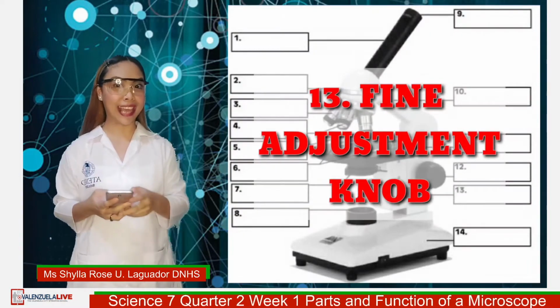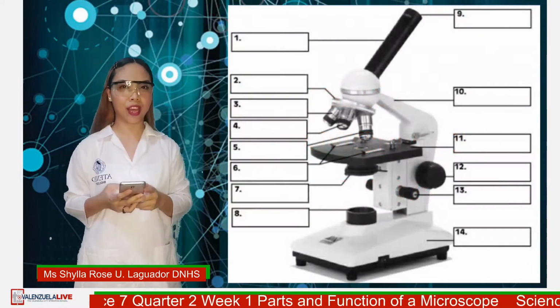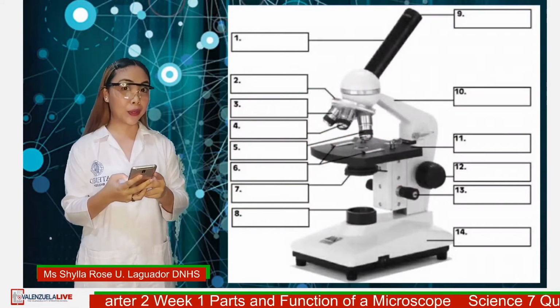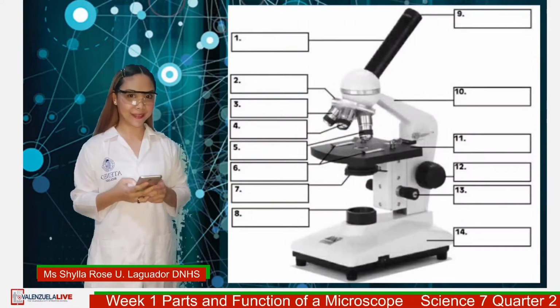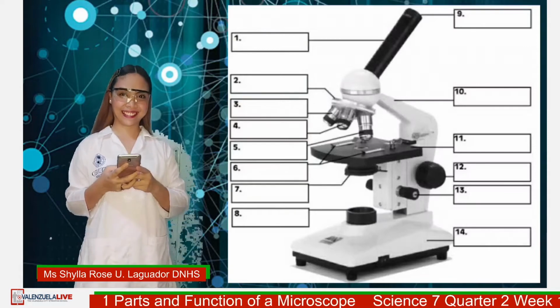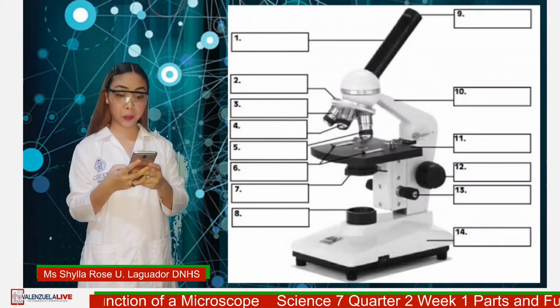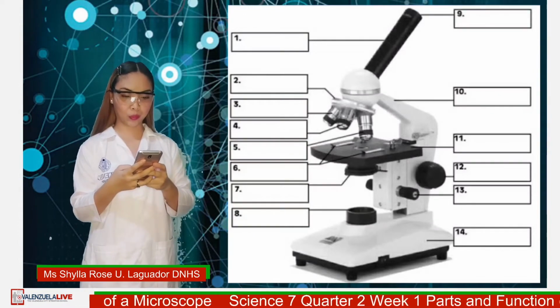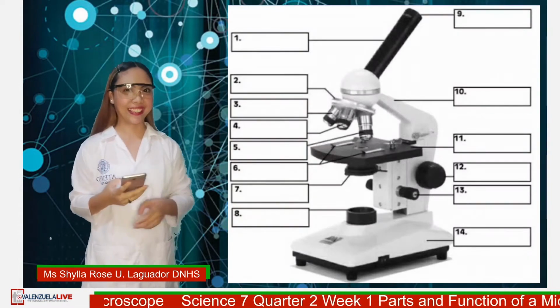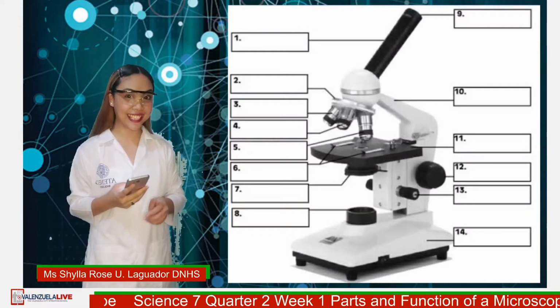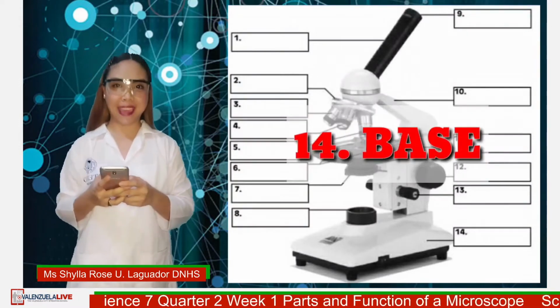Okay, so we're down to the last item. It's just like a bonus item. Okay, so can you guess what number 14 is? Alright, so actually number 14 is the microscope's base.